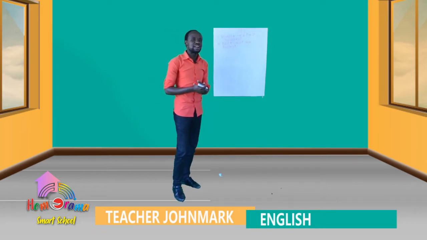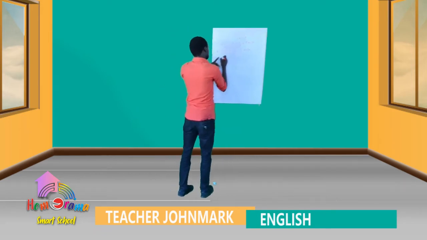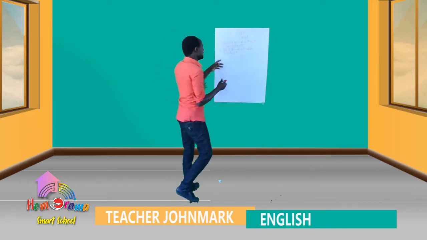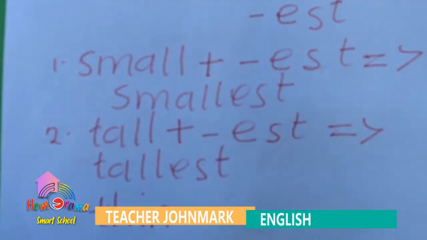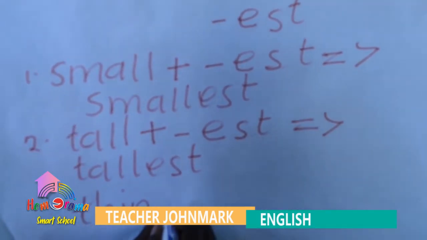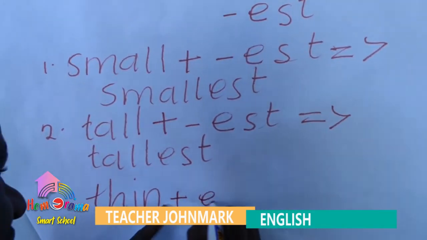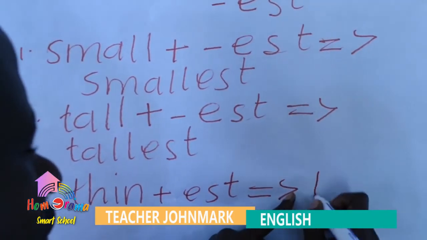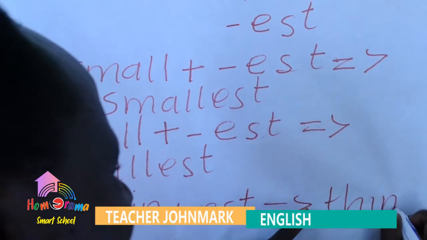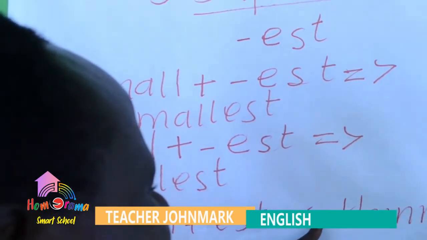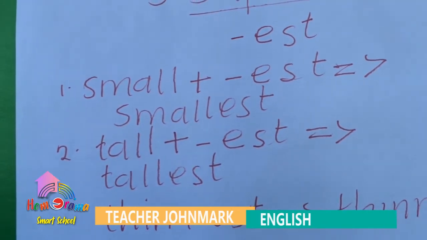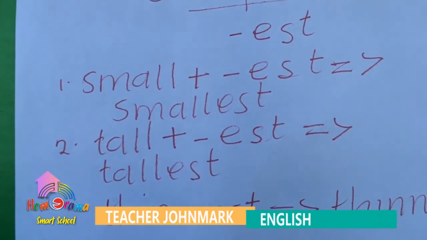We can also have another one, thin. Here I want you to note the spelling of the word is thinnest. So we are going to add EST. What will be the final result? The final result will be thinnest, with double letter N and not single letter N.